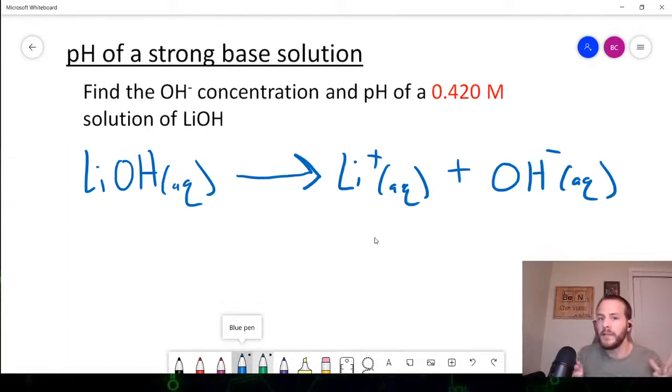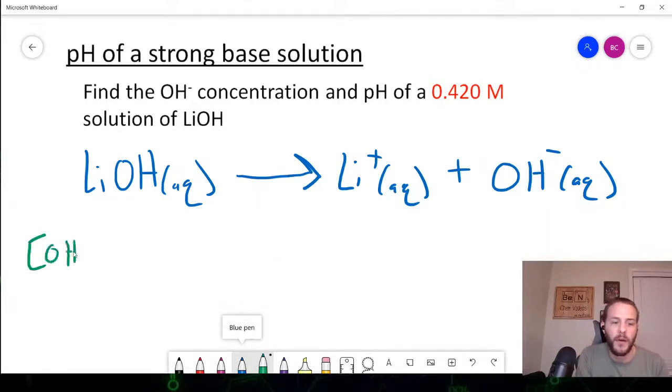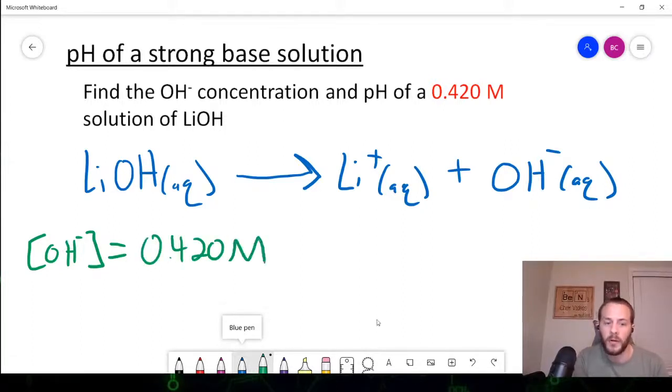So we can reason that because a complete ionization takes place, all of these lithium hydroxide units have broken up, they've reacted to form lithium and hydroxide ions, we can assume that the initial concentration of our strong base is going to be identical to the concentration of hydroxide, right? Because 100% of that lithium hydroxide is going to react. So the concentration of hydroxide, I'll do this in green, is going to be 0.420 molar.